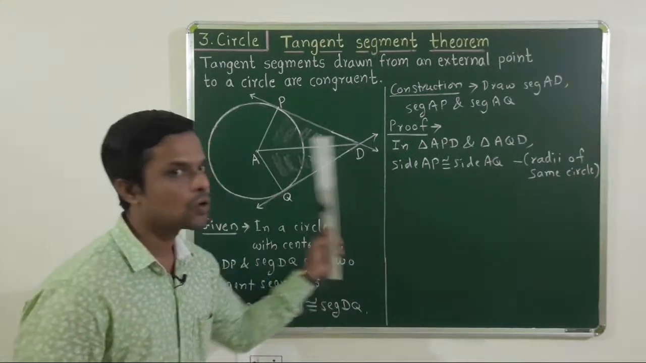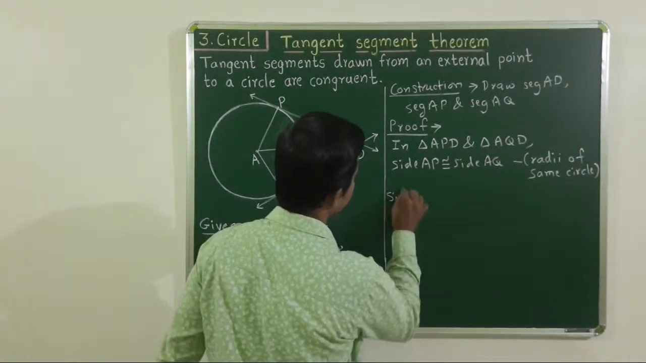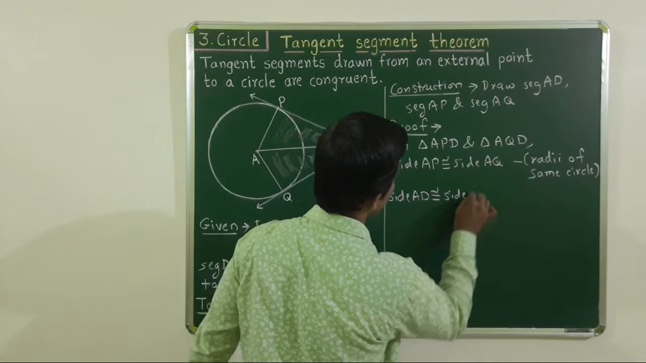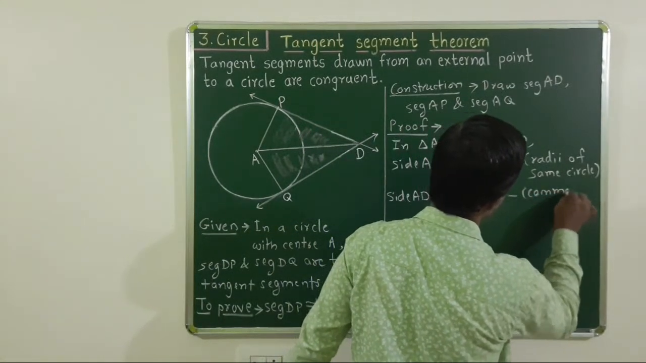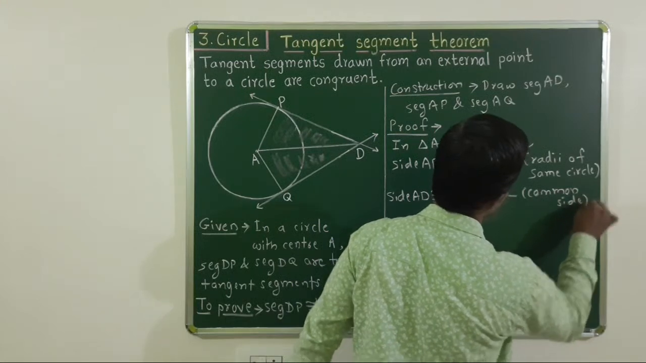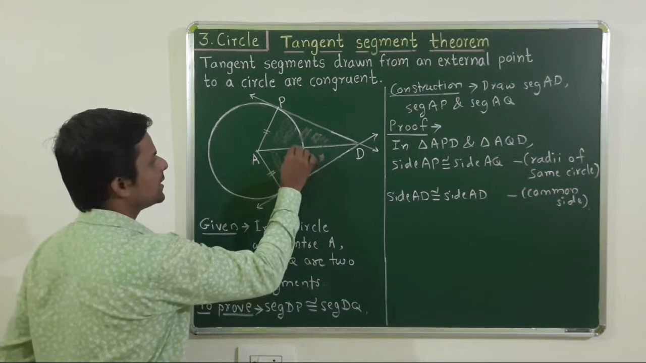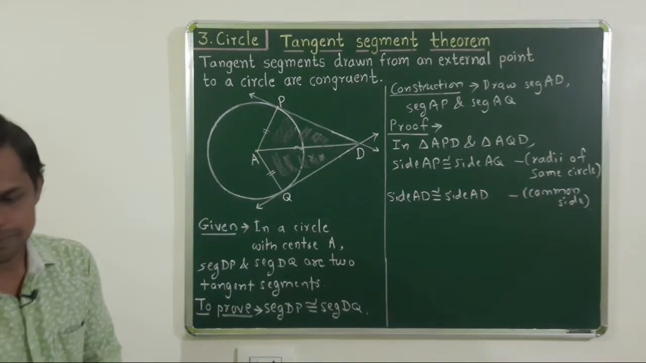Now AD is congruent to AD, reason: common side. Side AD is congruent to side AD, reason is common side. So AP is congruent to AQ, and AD is congruent to AD, common side. We want one more condition.